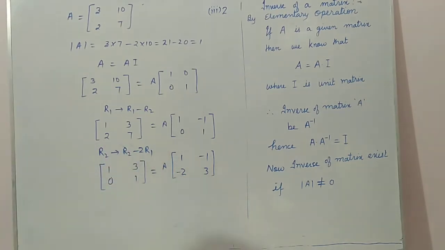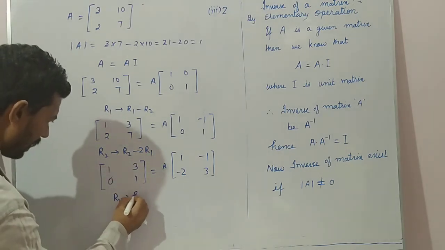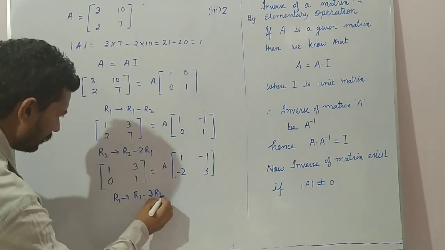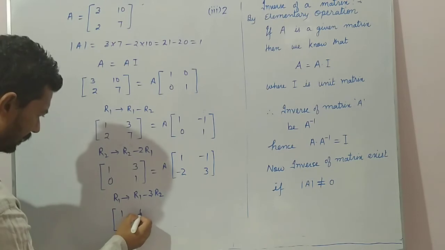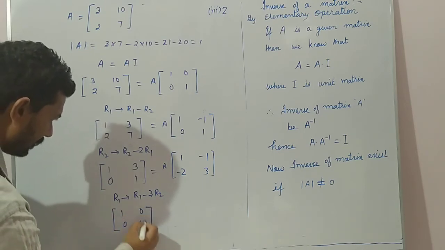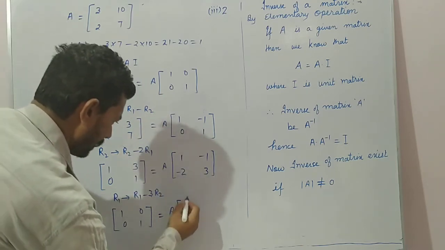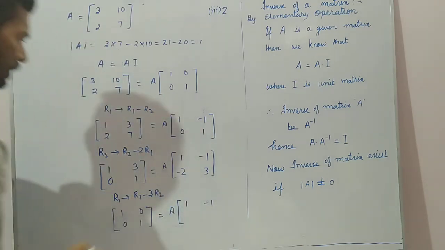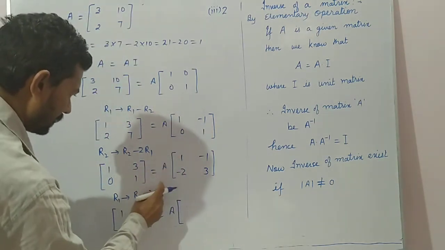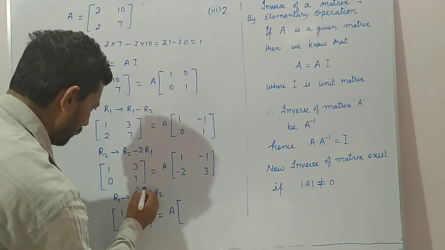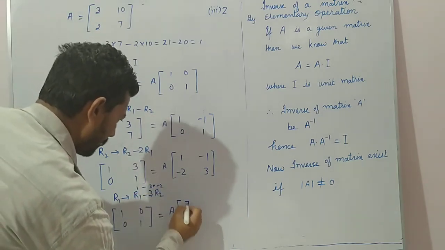Here we require what? 0. So we can write R1 changes to R1 minus 3R2. 3 times this will be 0. Okay, so 1, 0, 0, 1. This is A. Here you are getting 1 minus 1. Wait, this is R1. R1, that is 1 minus minus plus 2. 1 minus 3 into minus 2. You are getting 7 here.